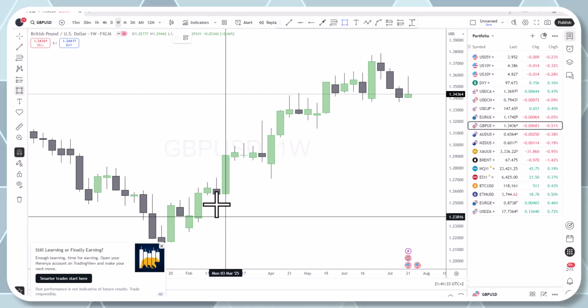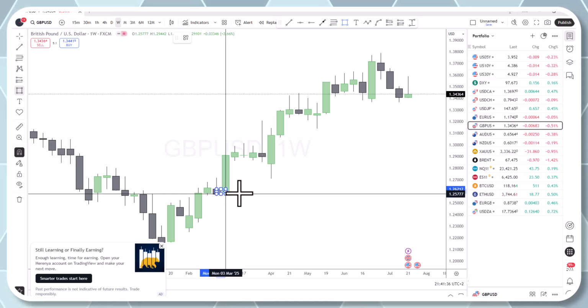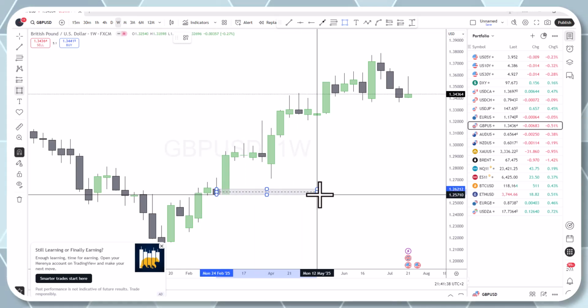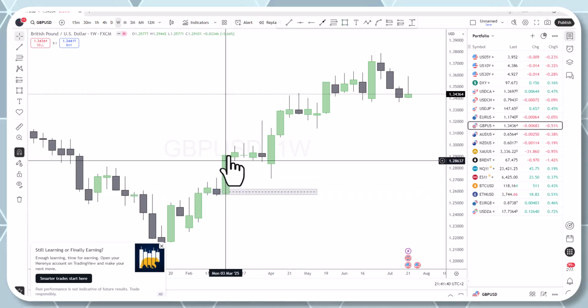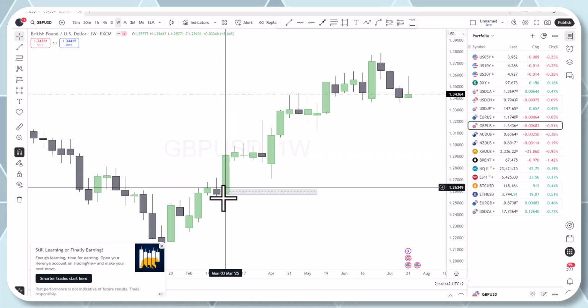So for a valid bullish OB, that's one. That's our last down close candle before this impulsive move. You see, this is what we need to see, right?